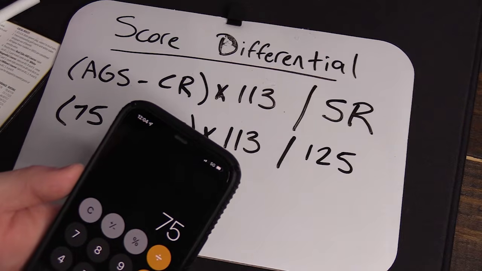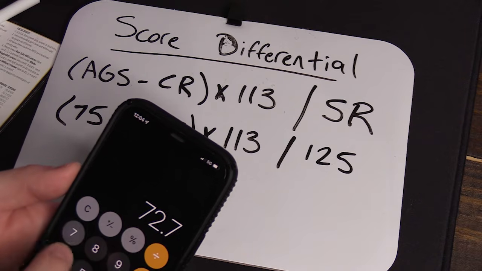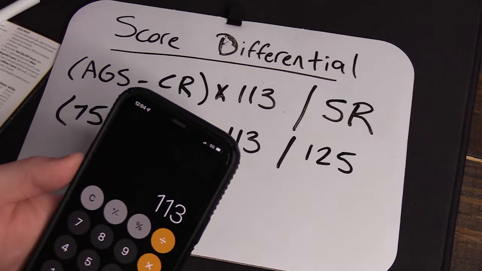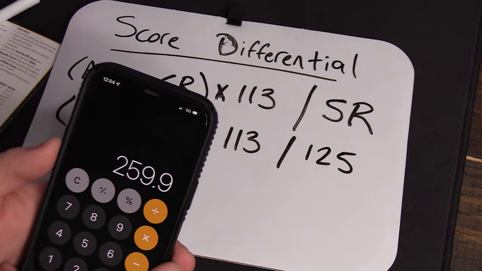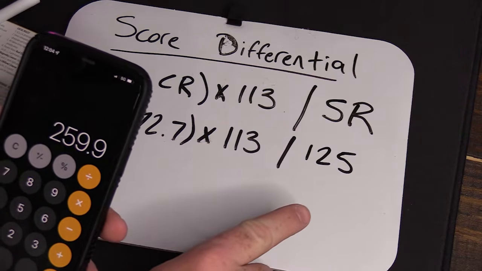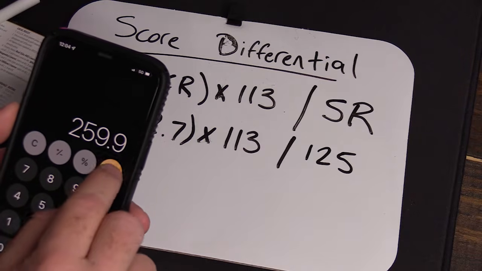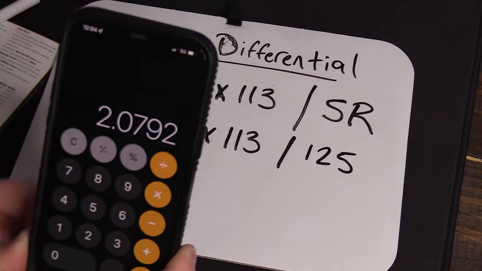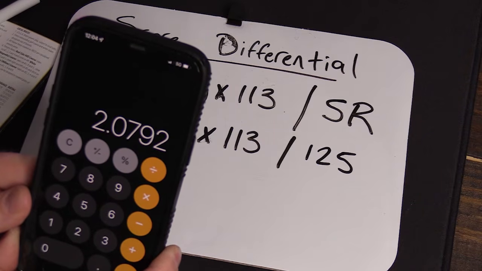75 minus 72.7 is 2.3, multiply that times 113, this is the number you get. Then you divide that by the actual slope rating of the course we played, which was a 125. That leaves you a 2.0. And you'll round it to the nearest decimal, so that would be 2.1.